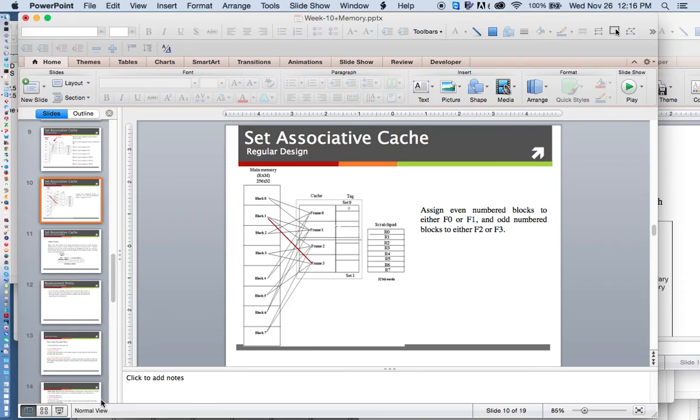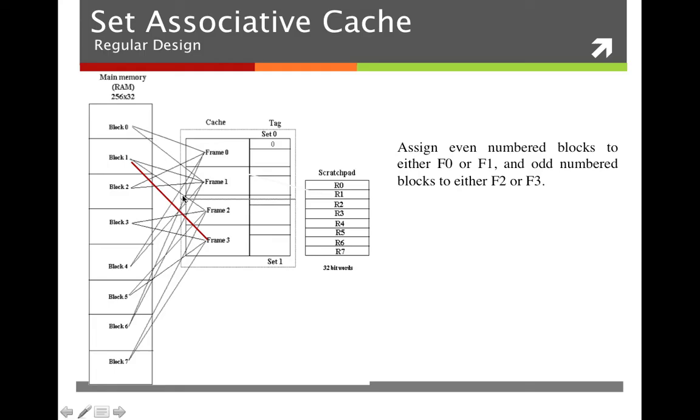Let's see. Just assume that the red connection comes in instead of this connection, and I think everything else seems to be okay. For example, block 3 goes to frames 2 and 3, and then block 4 goes to 0 or 1, and then 5 goes into 2 and 3, 6 goes into 0 and 1, 7 goes to 2 and 3. It's just that this is the one that's not right.